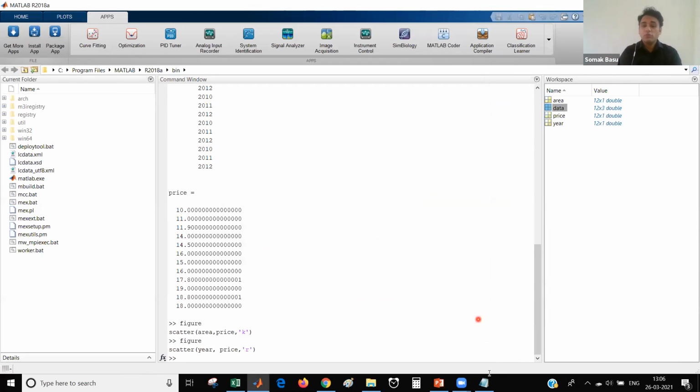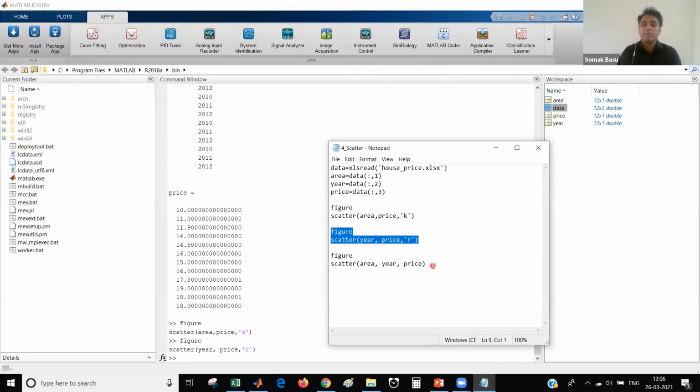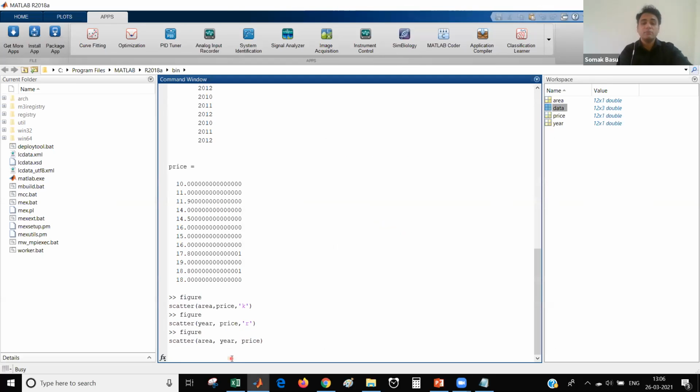So you can also plot both things at the same time. The command for a scatter plot is scatter. If I write scatter area comma price, that will plot a scatter plot for the area and the price, and K stands for the color of the scatter plot. K stands for black color, R stands for red color. And I can also plot these both things at the same time.